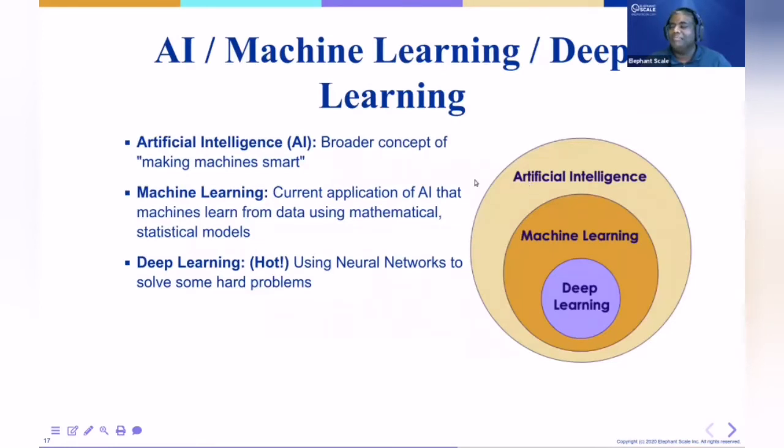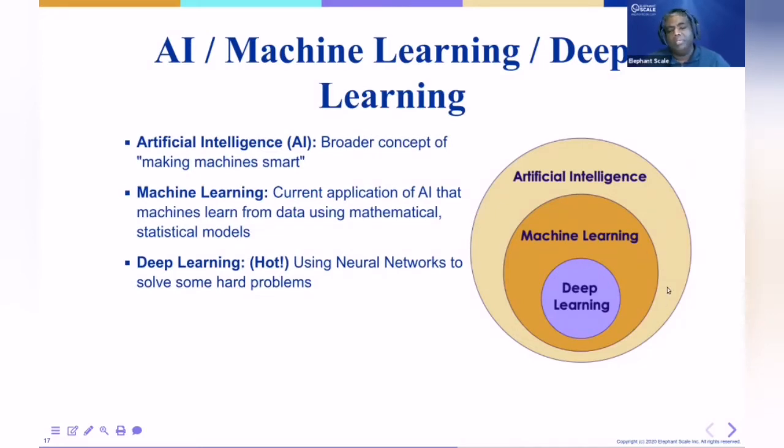So let's look at AI, machine learning, and deep learning. AI is more like an umbrella term. Basically, it's building smarter machines. Machine learning is a subset of AI. We use a lot of math and stats models to learn from data and predict on data. Deep learning is a specific subset of machine learning. It's getting a lot of attention these days. It uses something called neural networks to learn patterns and predict. So these are some of the basic definitions.